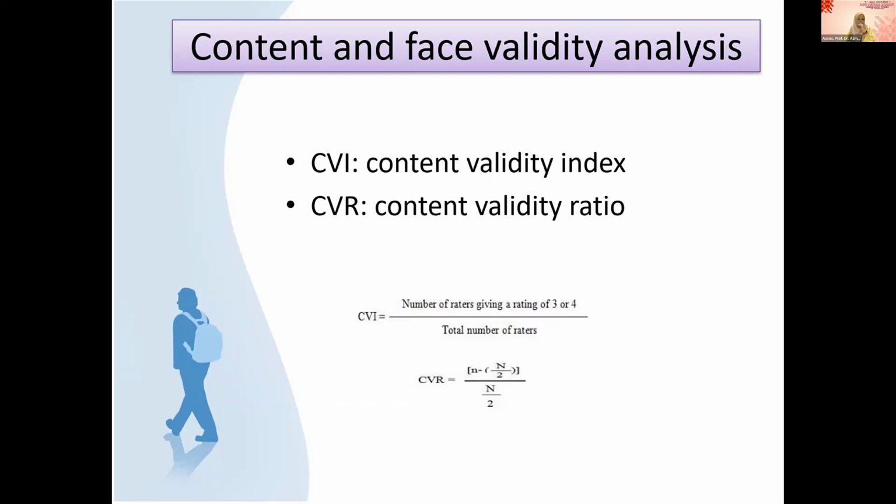When you give a questionnaire to the expert, you ask them to score 1, 2, 3, 4. So 3 and 4 is the one that you want. What is the number of experts who give 3 and 4, how many of them per total number of experts? And you will get the CVI, and after that you can get the CVR. It's also the same for the face validity. The formula is also the same.